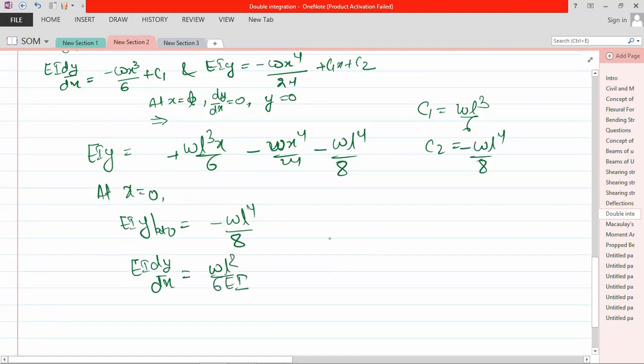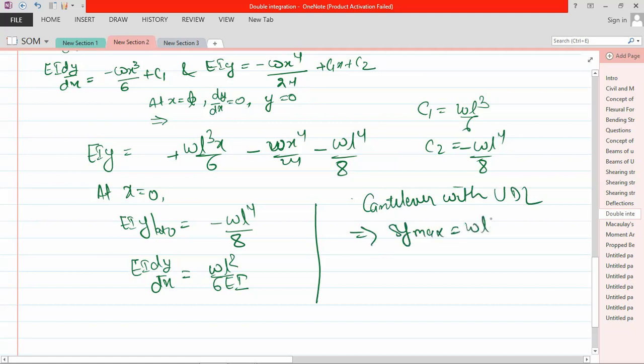So till now we studied two things: cantilever with uniformly distributed load and cantilever with point load. So for a cantilever with UDL, y max is equal to w L to the power 4 by 8 and the maximum slope is equal to w L square by 6 EI. So it might be w L cube. Okay, yeah, it is w L cube because it's a rate of loading.